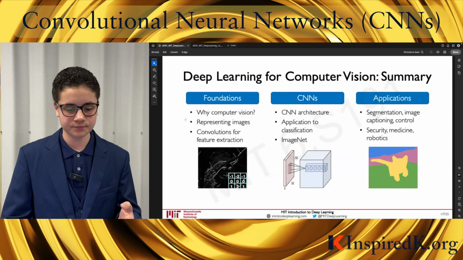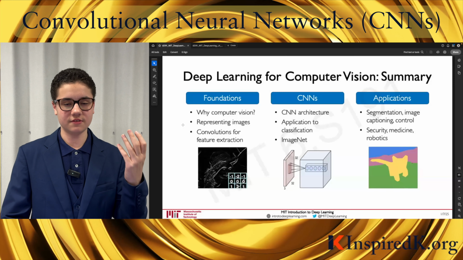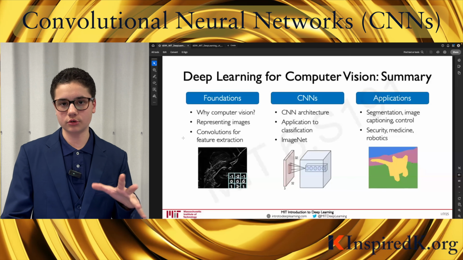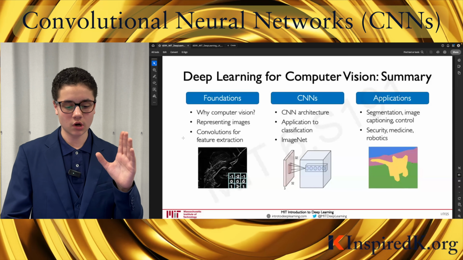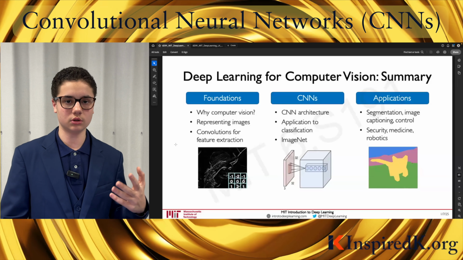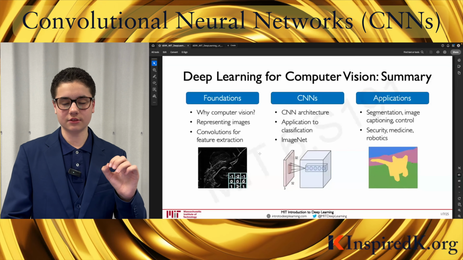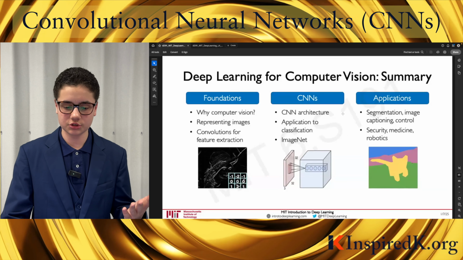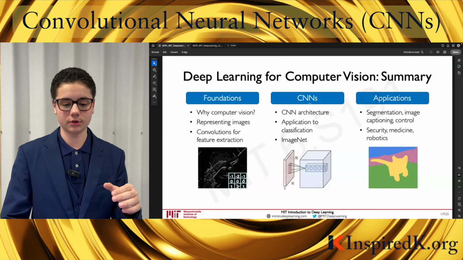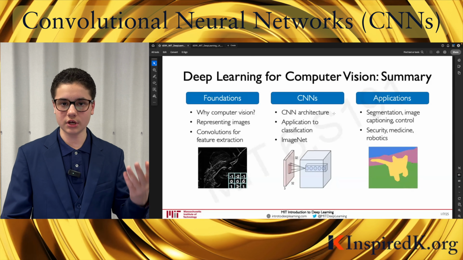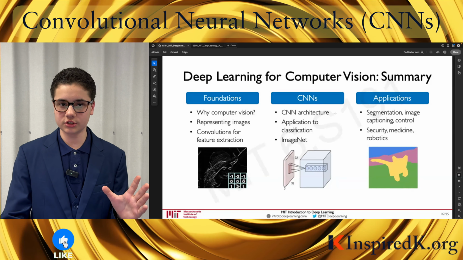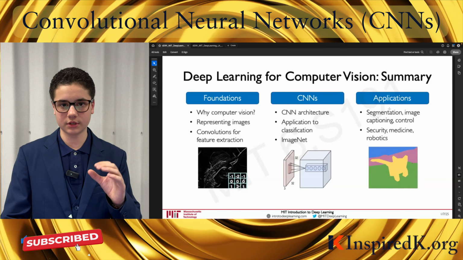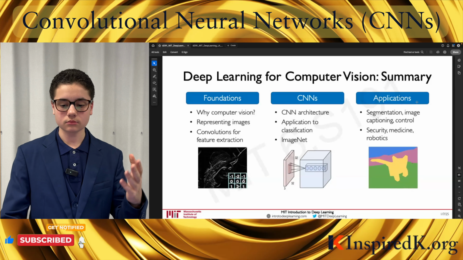In summary, we covered the foundations of computer vision as well as how computers understand how images are represented through different numerical representations. Then we looked at the convolution operation so we could extract different features from an image. We used that convolution operation to create convolutional neural networks, and we saw how the architecture of that convolutional neural network works and applied it to the classification problem.